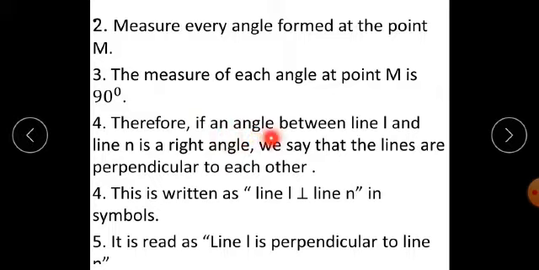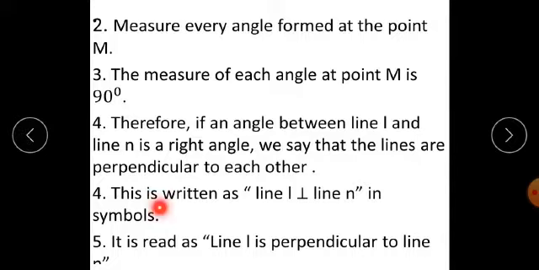Therefore, if an angle between line L and line N is a right angle, we say that the lines are perpendicular to each other. This is written as line L is perpendicular to line N. This inverted T symbol is used for the words "is perpendicular to".